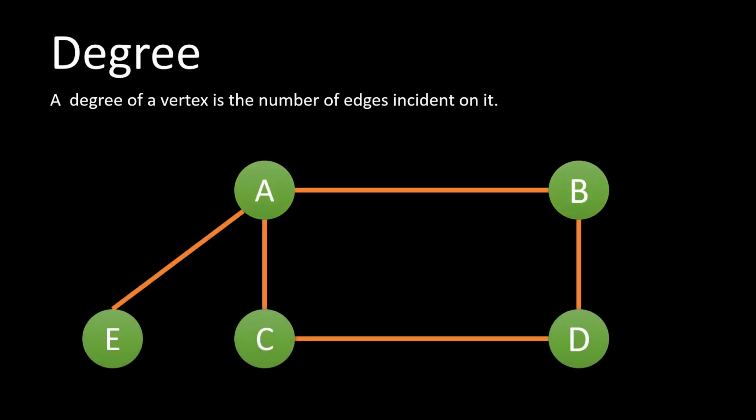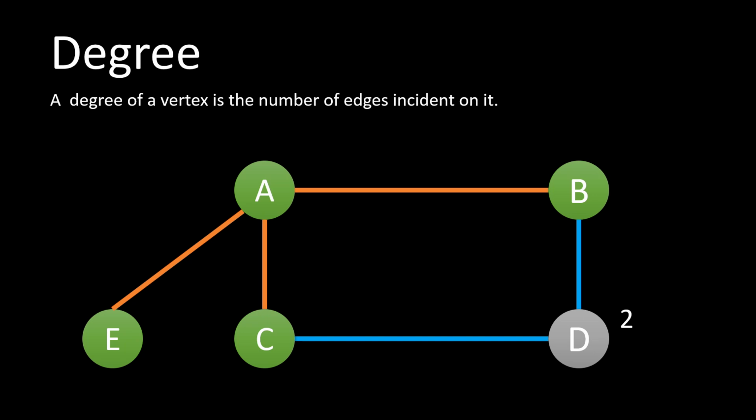Now another terminology used in graph is called degree. A degree of a vertex is the number of edges incident on it. So the degree of vertex A is 3 because there are 3 edges incident on it. Similarly, degree of D is 2. Now this is the case of an undirected graph.